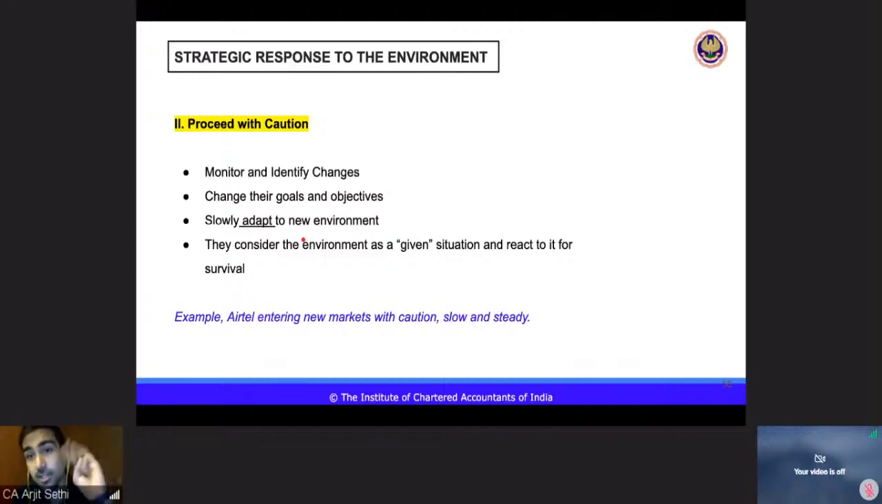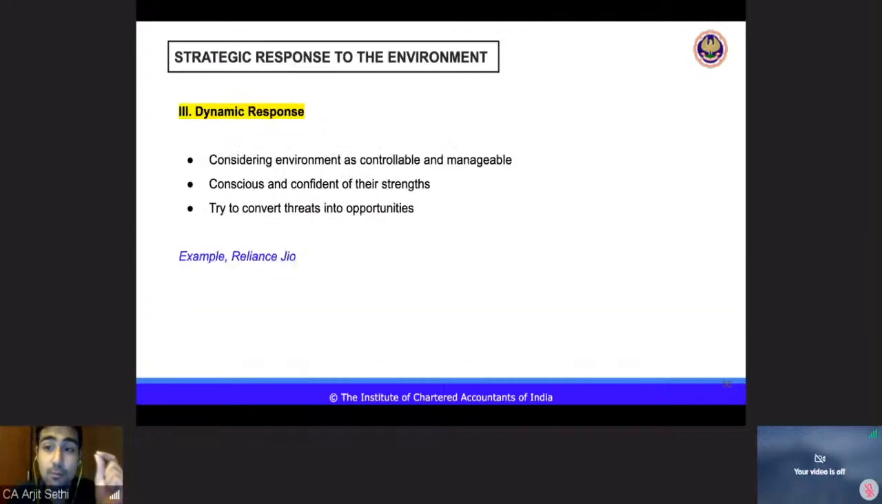And the third strategy is dynamic response. Dynamic is quick change. Dynamic is very quickly changing at godspeed, just like Eminem raps, right? Very quick. So dynamic means changing very quickly. So considering the environment as controllable and manageable.